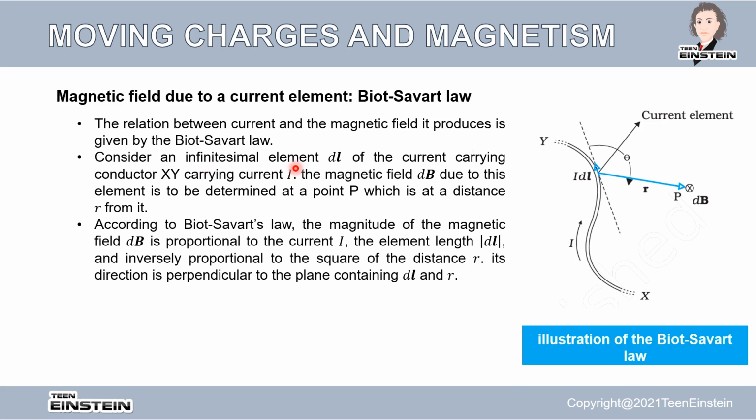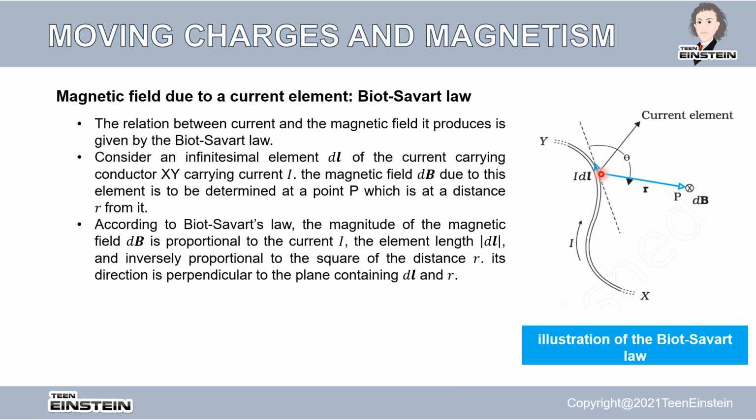So consider an infinitesimal element dl of the current carrying conductor XY carrying current I. The magnetic field dB due to this element is to be determined at a point P which is at a distance r from it. So this is the current carrying element XY where current I is flowing. Let's take a small element called dl, and this Idl is the current element, and we will take a point P at a distance r from the element, and we are going to find out what is the field produced at this particular point, that is dB, due to the current element.